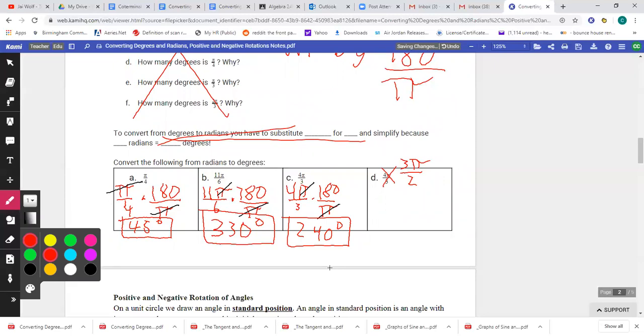And then 3 pi over 2. Right? The pi's cancel. And then 3 times 180 divided by 2, this should give you 270 degrees.